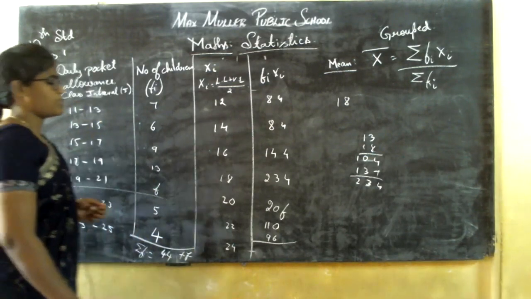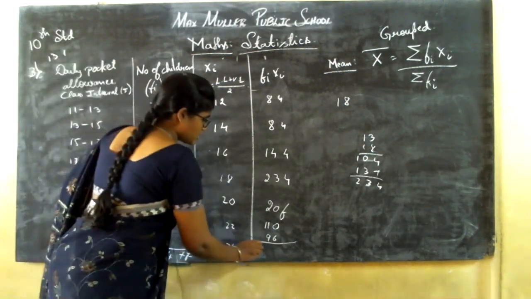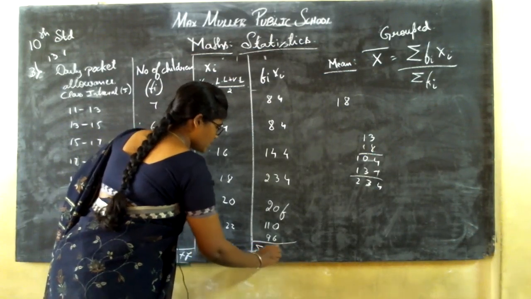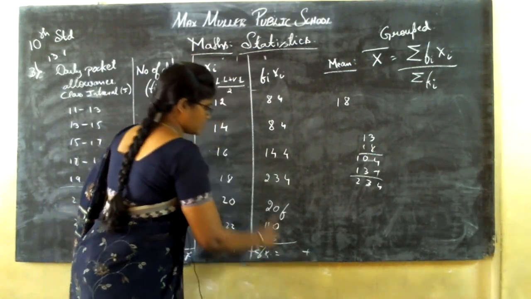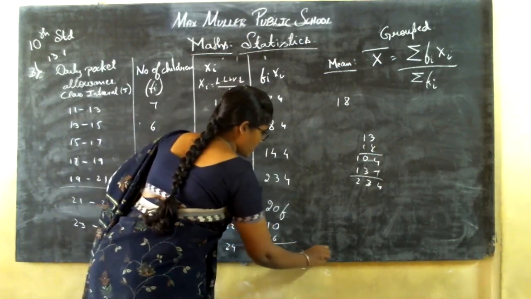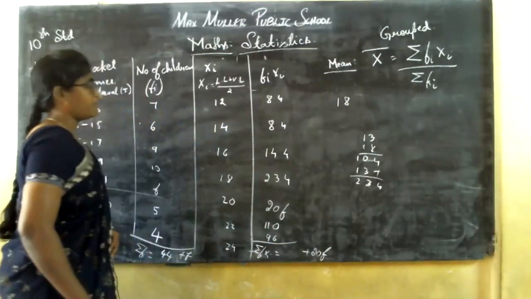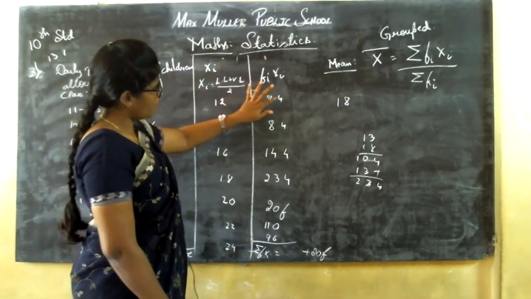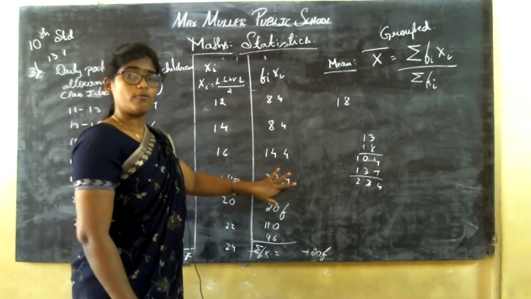Then what is the next summation you need to do? The next summation is summation of Fi and Xi. So what is this? What is the constant you have? 20F. Let me write 20F as it is. Then now you are going to add. How many 4s you have? 1, 2, 3, 4. 4 4s you have.